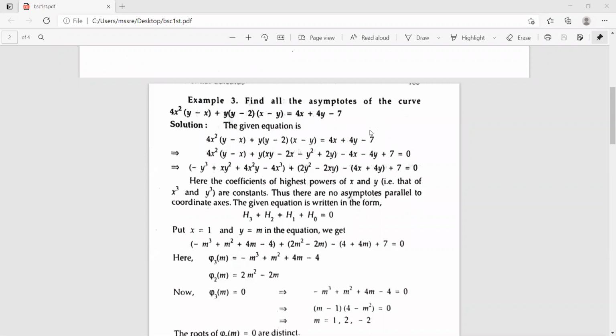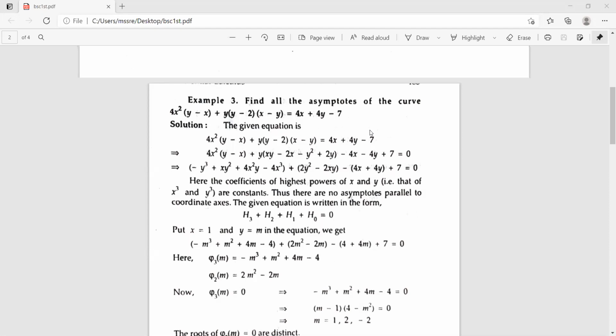h3 ಅಂದ್ರೆ ಯಾವುದು ಅಂದ್ರೆ -y cube plus xy square plus 4x square y minus 4x cube. h2 ಅಂದ್ರೆ ಯಾವುದು? 2y square minus 2xy. h1 ಅಂದ್ರೆ ಯಾವುದು? -4x plus 4y. h0 ಅಂದ್ರೆ ಯಾವುದು? 7. Next step in the procedure is put x equals 1 and y equals m in the above equations. x ಇರಲಿ 1 substitute ಮಾಡಬೇಕು, y ಇರಲಿ m substitute ಮಾಡಿದರೆ you will get -m cube plus m square plus 4m minus 4, 2m square minus 2m minus of 4 plus 4m plus 7 equals 0.